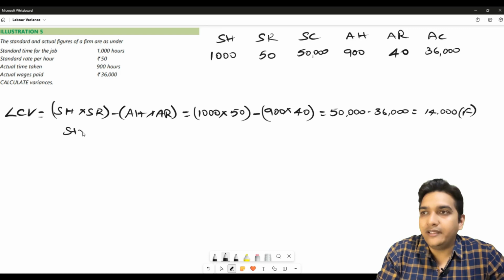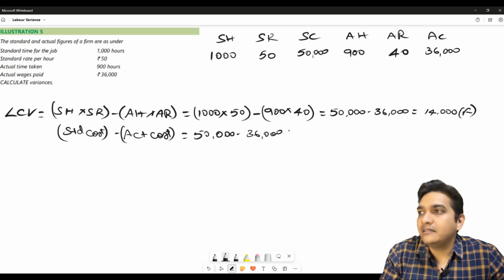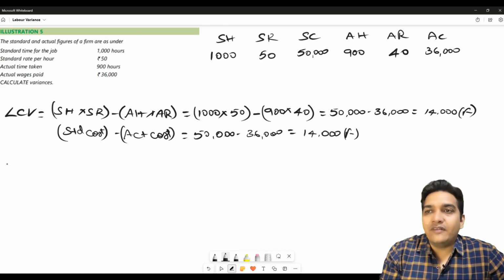Now, this can also be written in a different way. How? We can also write the formula as standard cost minus actual cost. Since we have already written in our table what is standard cost and what is actual cost, we can straight away take them and negate one step. We can negate this one step to save time in the exam. So we'll write 50,000 minus 36,000, which is equal to 14,000. Favorable.